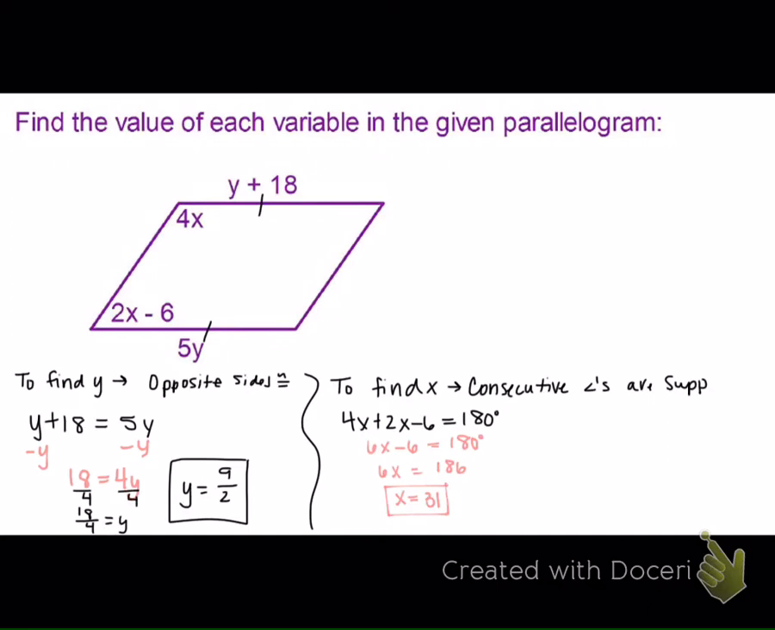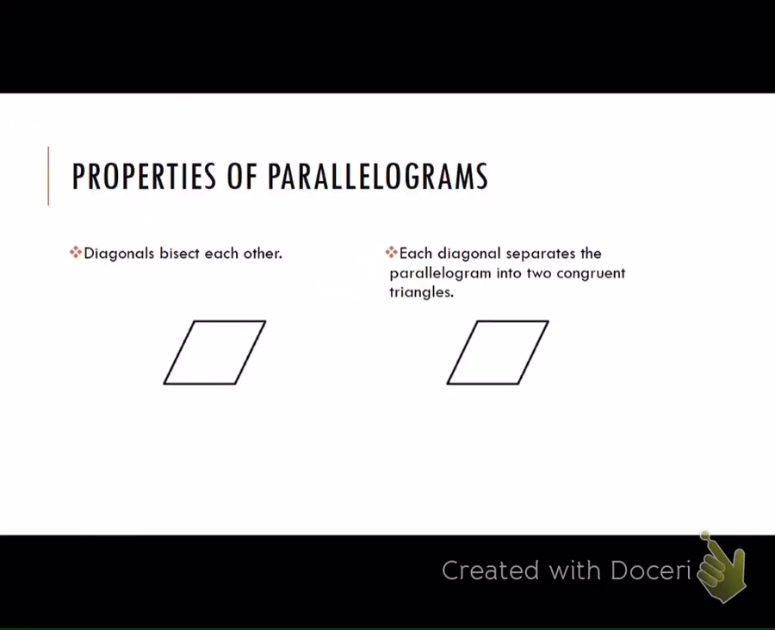Okay, we're going to talk about the other two you already have marked on your pink sheets, and that is diagonals bisect each other. So if you draw the diagonals in, I'm going to call this X. So AX is congruent to CX, and DX is congruent to BX. So the diagonals bisect each other.